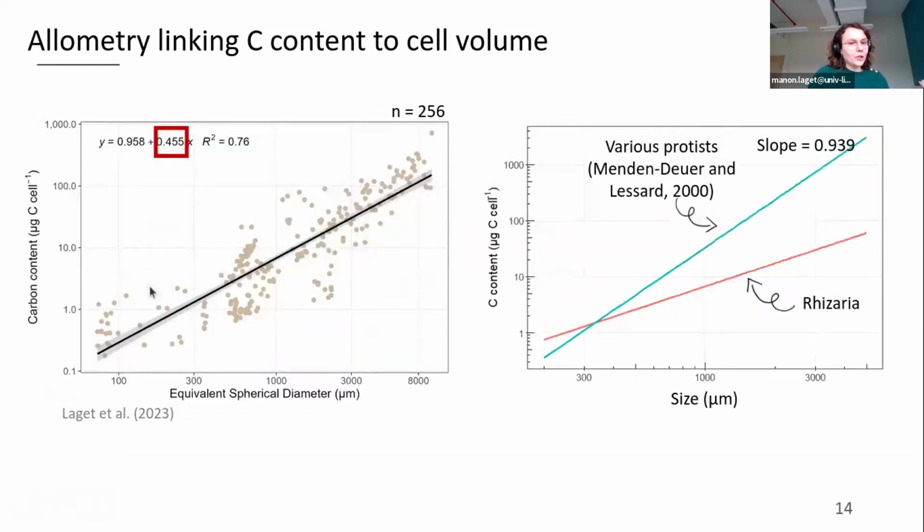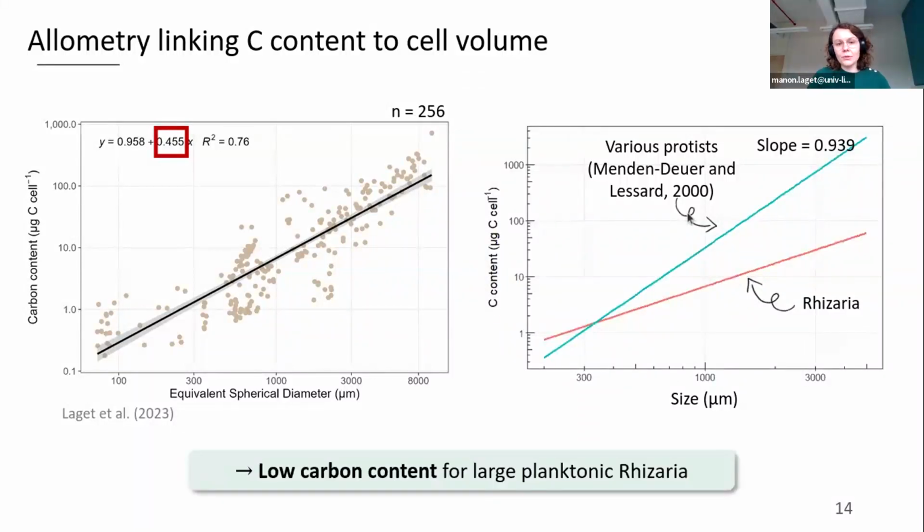Then what we did is compare the exponents of this allometric relationship to the exponents of the allometric relationship established previously for all the other protists, from the paper from Menden-Deuer and Lessard. And we found that the exponent for Rhizaria was significantly lower than the exponent for other protists. So what does this mean? For the same increase in cellular volume, the carbon content will increase less for Rhizaria than for other protists.